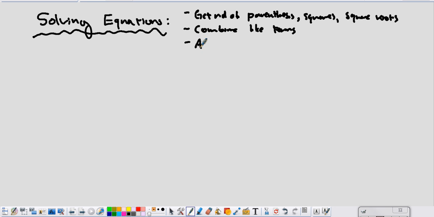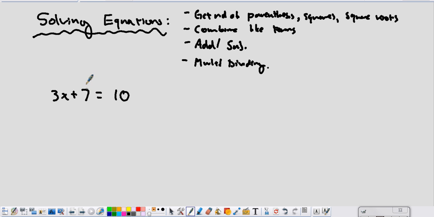Then do any kind of adding or subtracting. And then finally, any kind of multiplying or dividing. Basically, you're reversing the steps of PEMDAS, if you remember the order of operations. So we'll start with an easy example: 3x plus 7 equals 10.